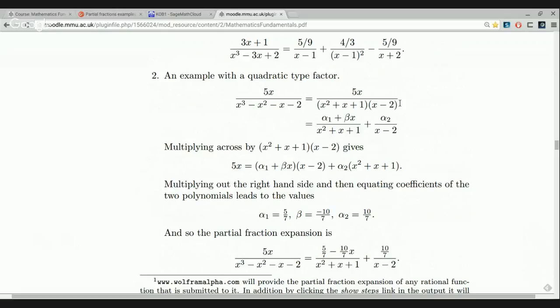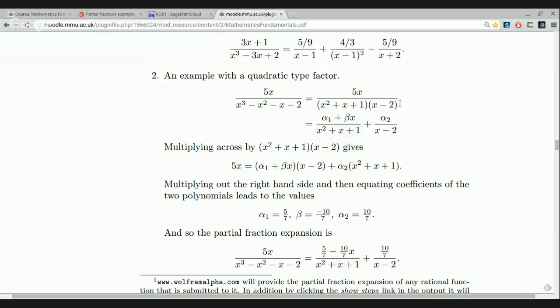So we'll have something over x minus 2 and something over x squared plus x plus 1, except when the denominator is one of these irreducible quadratics, then the numerator that goes along with it has to be the general order 1 numerator. So a constant plus a constant, some unknown coefficient plus unknown coefficient times x. So there's again 3 coefficients that we're looking for here: the alpha 1, beta, and the alpha 2.